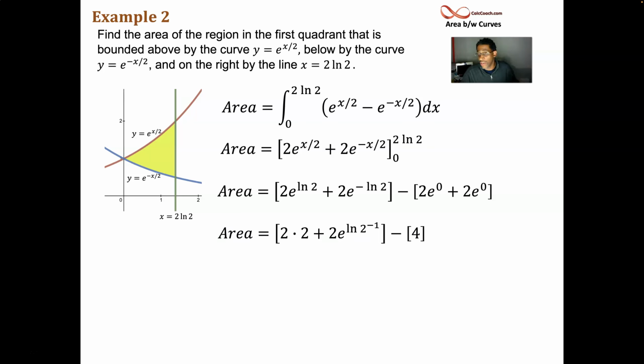We have 4 plus 1 minus 4. Oh my gosh, the answer is 1. That area right there is exactly 1 unit squared. 1 square unit, the same as a 1 by 1 square. All right, great.